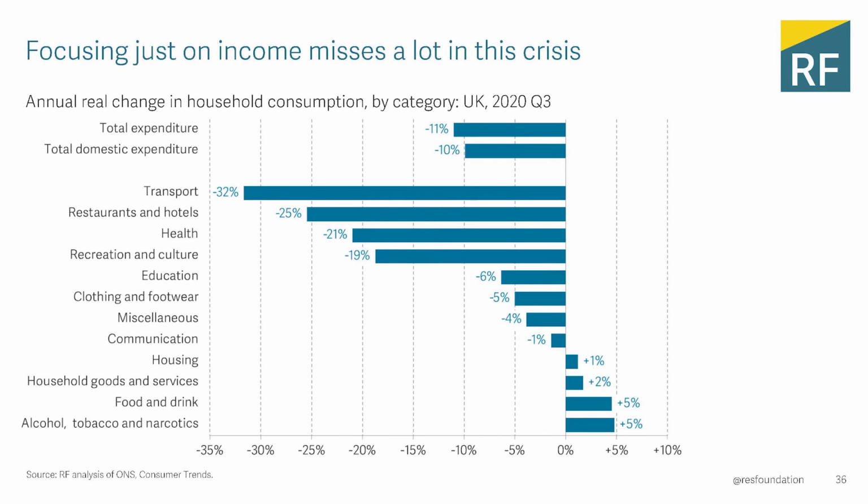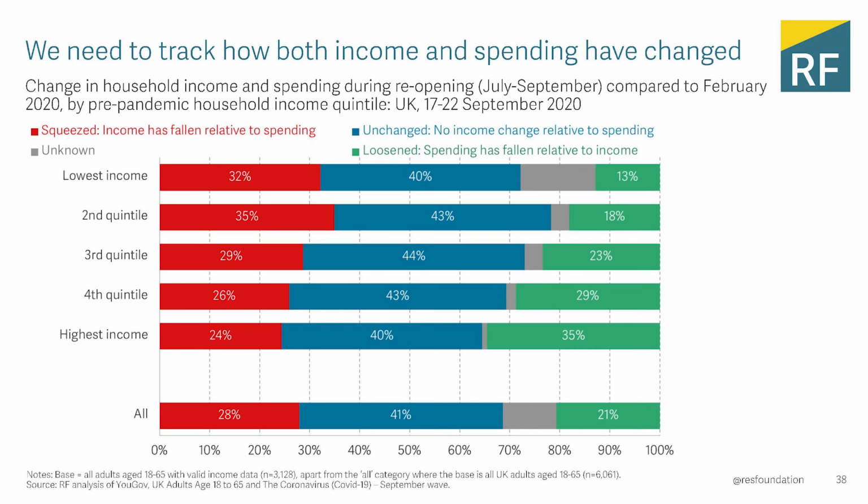We know overall that spending has fallen considerably, so that the top two lines show that by the third quarter of 2020, household spending was down by about 10% compared to the year before. And obviously this varies enormously by type of spending. We're spending considerably less on transport, on restaurants and hotels, and on leisure, recreation and culture. But that's not been felt evenly across the whole income distribution.